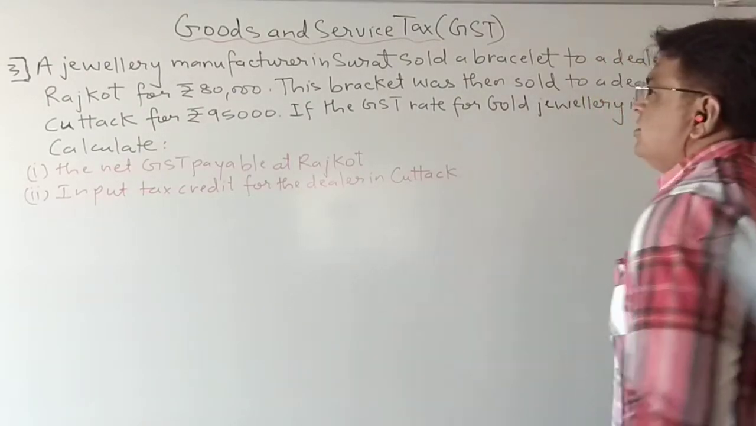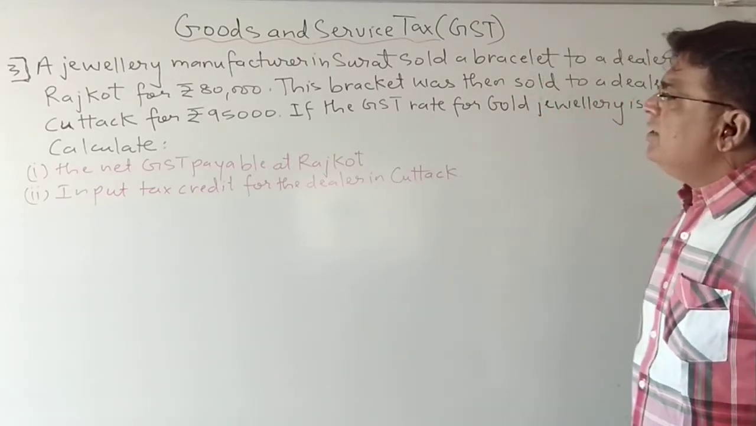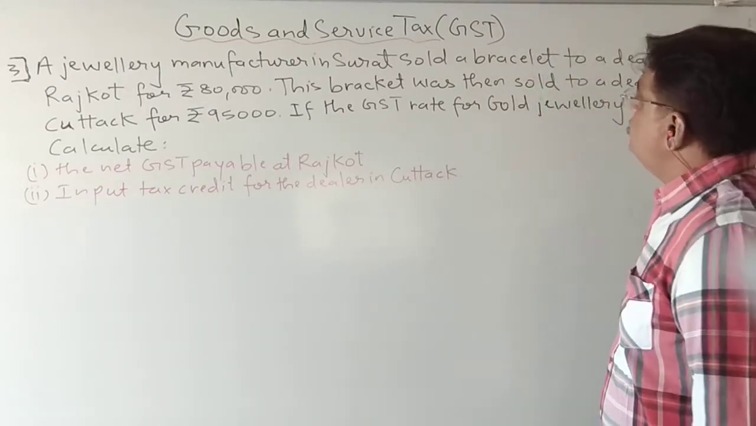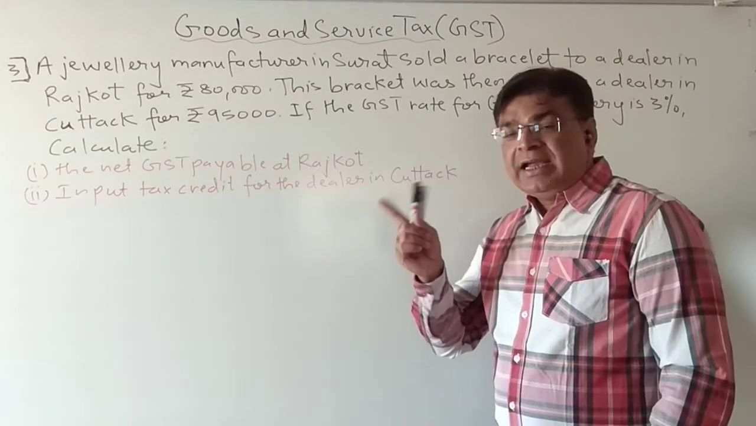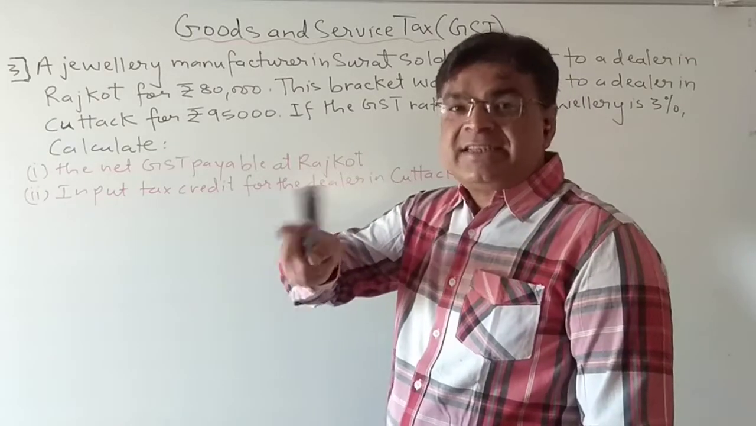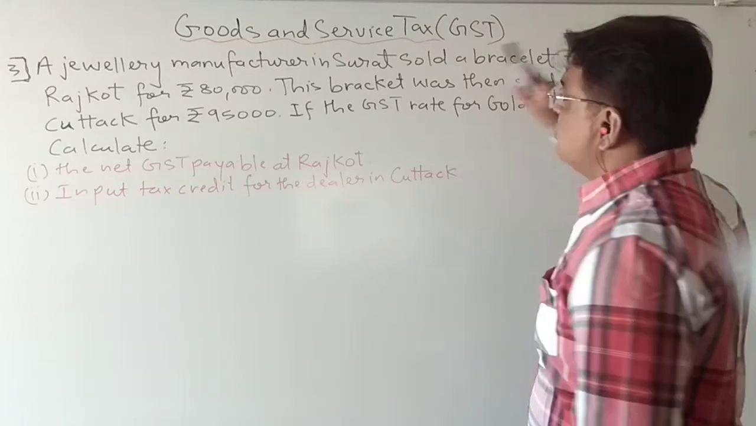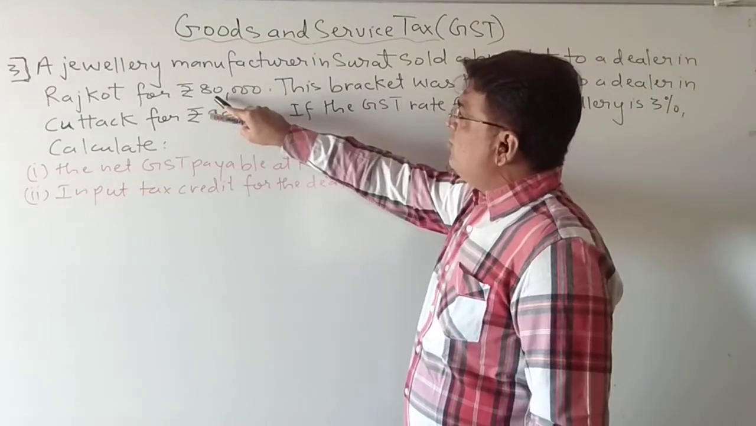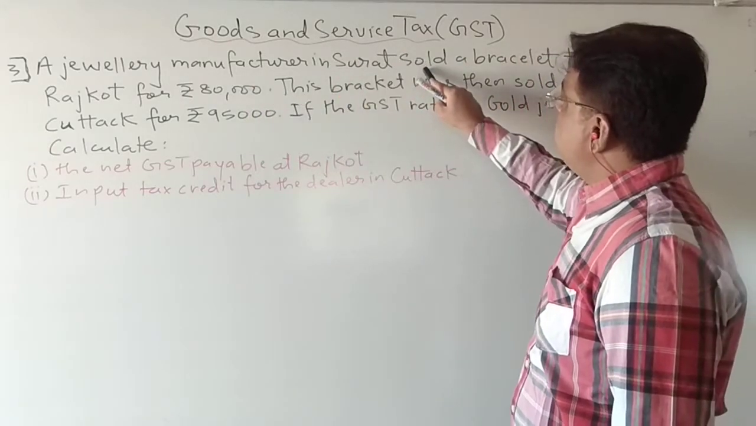Okay students, let us understand the next one. It is told that a jewelry manufacturer in Surat sold a bracelet to a dealer in Rajkot. Surat and Rajkot, remember, are within the same state, so it is an intra-state transaction. So a dealer in Rajkot is purchasing a bracelet for rupees 80,000 from the manufacturer in Surat.